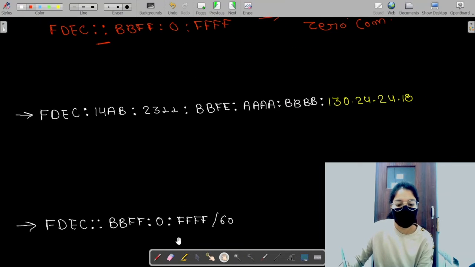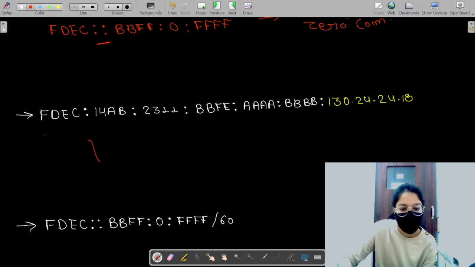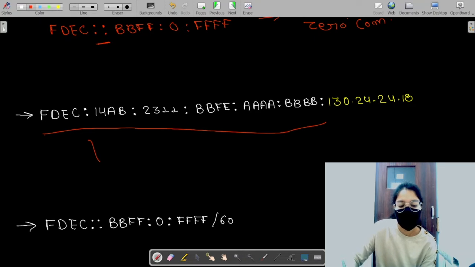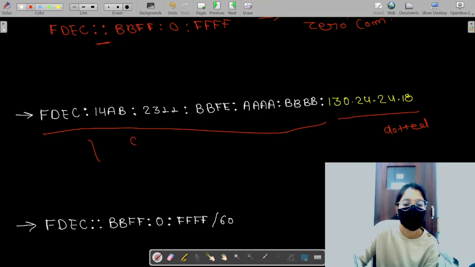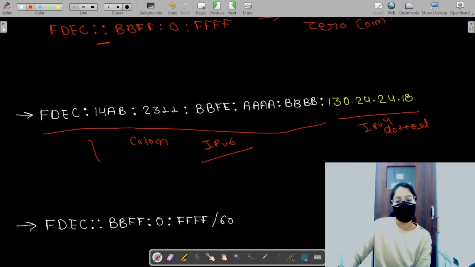Here this is the example. We can see up to six sections we used only colon hexadecimal, and the remaining two sections we used dotted decimal. This is the IPv4 address and this is the IPv6 address. So this is the condition where we can use IPv6 colon hexadecimal with IPv4 dotted decimal.